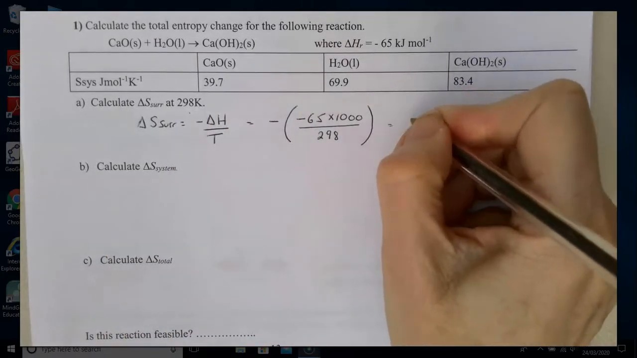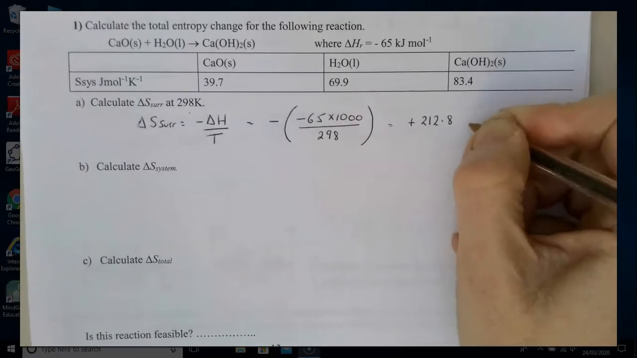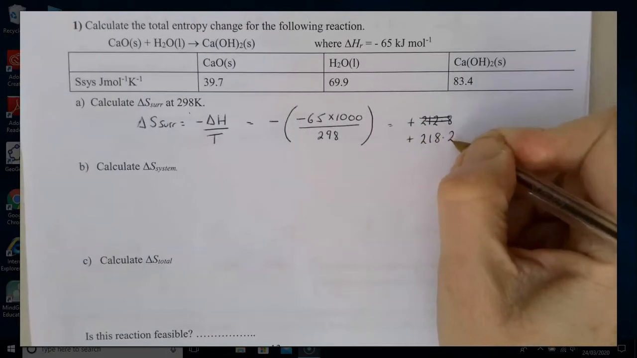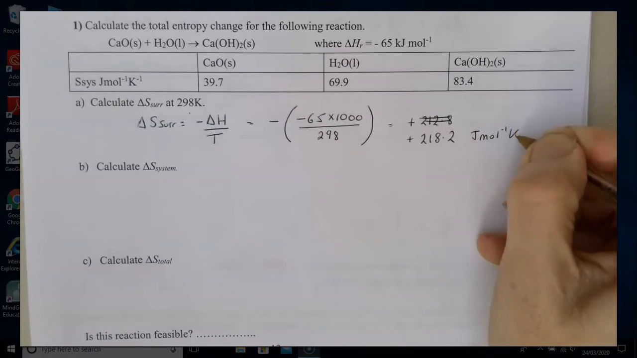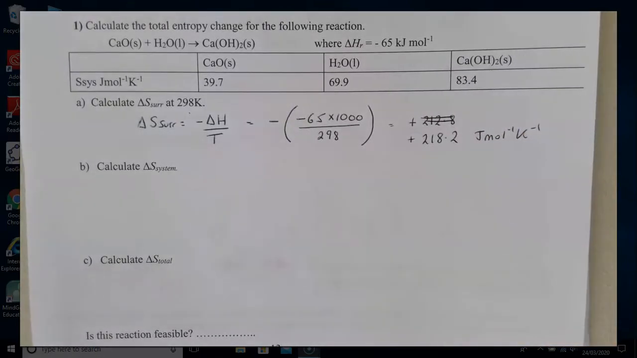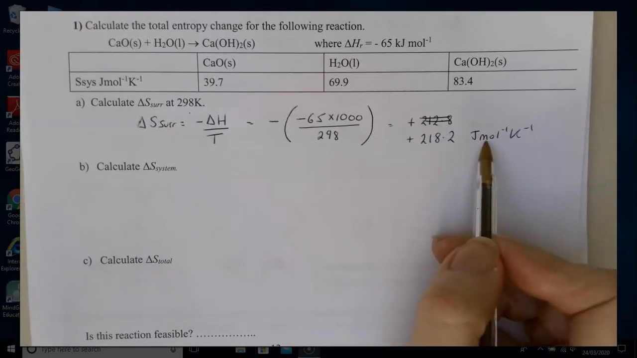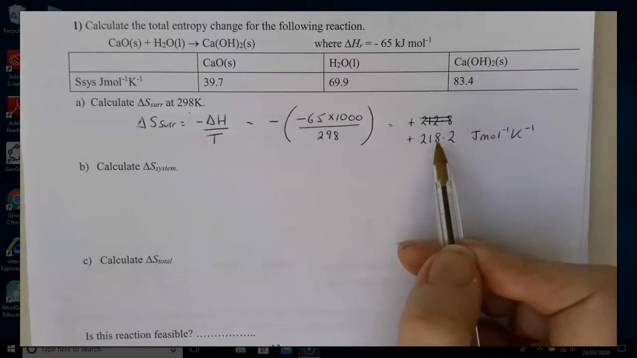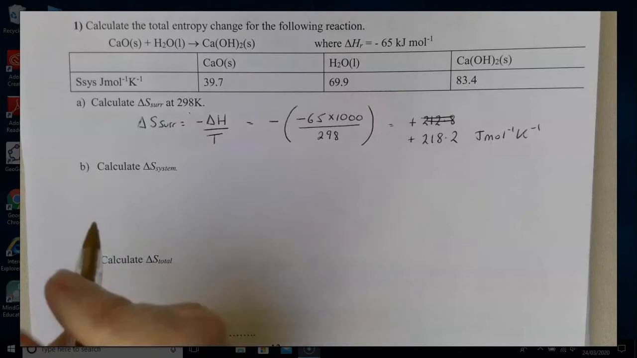So that should come out as plus 218.2, sorry, I wrote my numbers down wrong, and that is in joules per mole per Kelvin. Okay, well, I've written all the numbers down correctly. Notice I've included a sign, and I've included my units. I'm not worrying at this stage about significant figures. I'm writing quite a lot of them down, because I won't deal with sig figs until I get to the final answer. Okay, so now I want to work out my system.